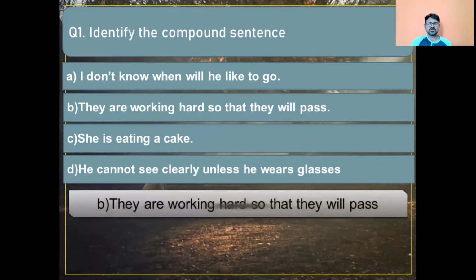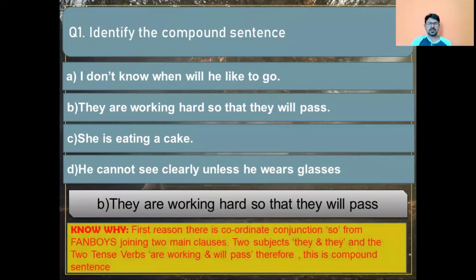The correct answer is option B. They are working hard so that they will pass. Know why? First reason, there is coordinate conjunction so from FANBOYS joining two main clauses. 2 subjects, they, and the 2 tense verbs are working and will pass. Therefore, this is the compound sentence.